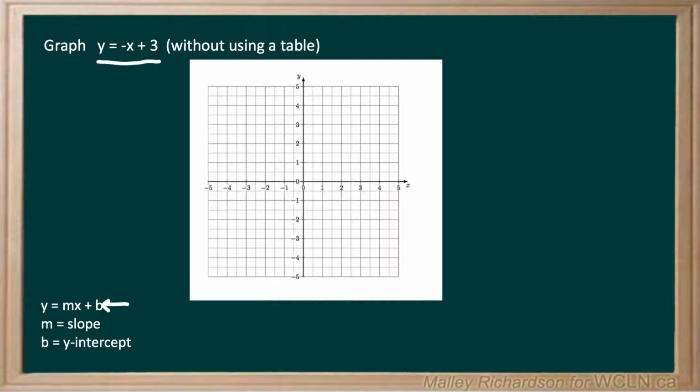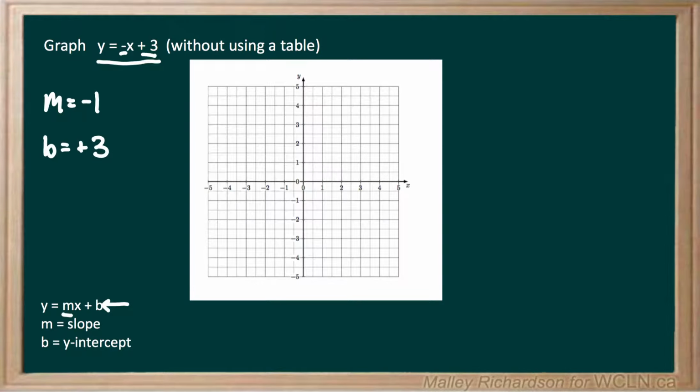Well, in our formula of y equals mx plus b, m is before our x. So that means negative is going to be our slope. But whenever there's no number next to our x, we assume that the number is 1. So m equals negative 1. And then our b, which is our y-intercept, is going to be positive 3. So b equals positive 3.